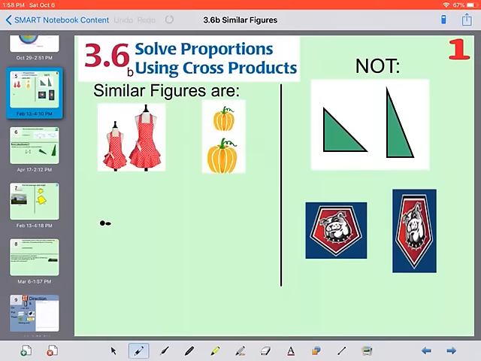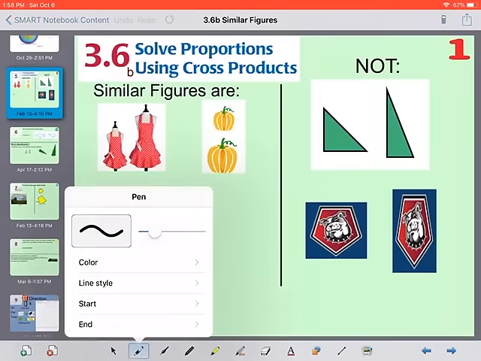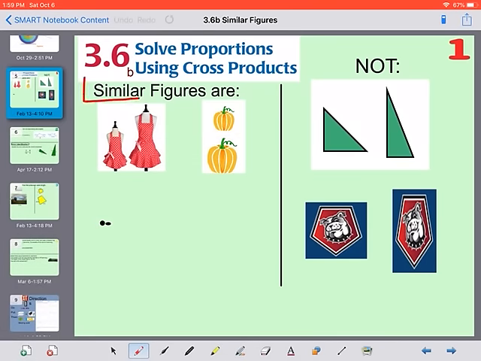Today we are doing lesson 3.6b, which is solving proportions using cross products. We're going to focus today on similar figures. So similar figures, we have 3 bullet points here that we need to fill in. First of all, our similar figures are the same shape.